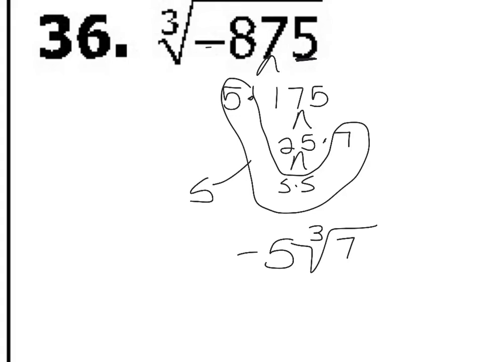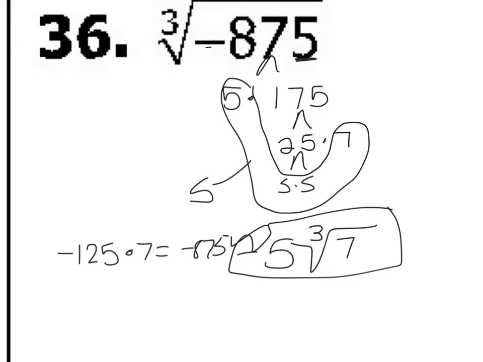All right, so negative 5 to the 3rd power is negative 125 times 7 equals negative 875. So we're good. Our answer checks out. So this answer is good. All right, let's go to that next sheet.